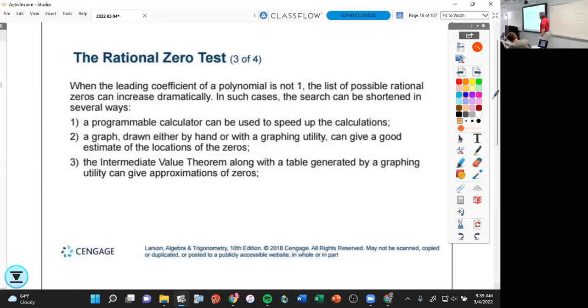And number 3 is the intermediate value theorem, which we talked about yesterday, where you just choose points to see if it's positive or negative, and then start getting closer and closer and closer. Of these methods, I think number 2 is going to be the most powerful for you to use. Graph it, look at the graph, calculate the zeros, and move on.